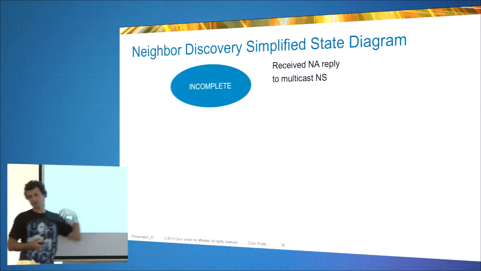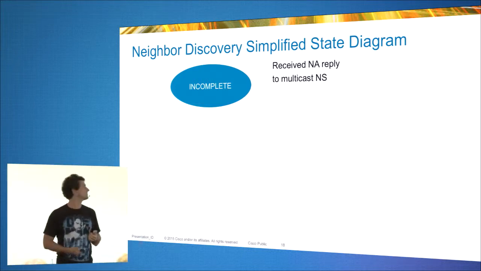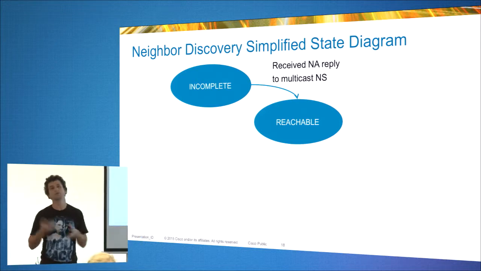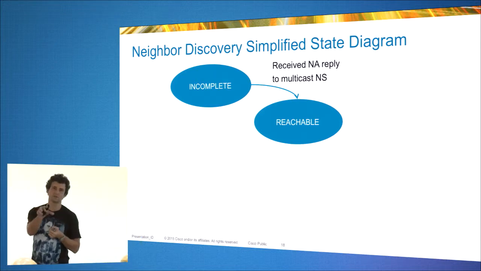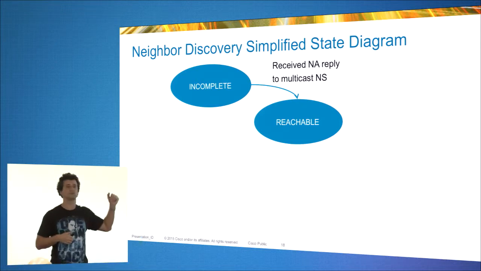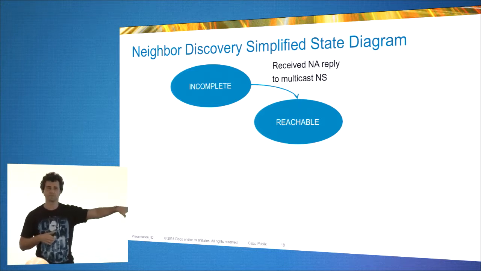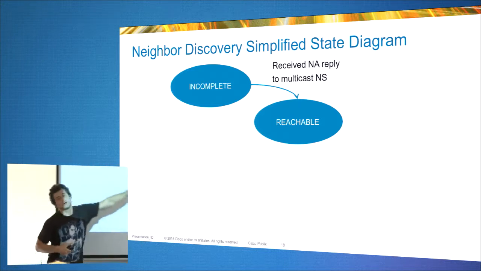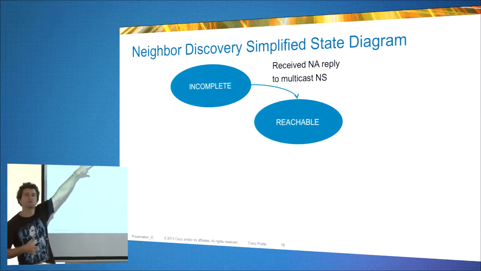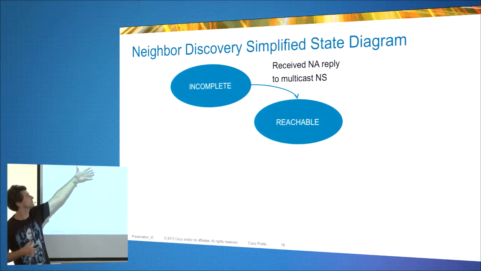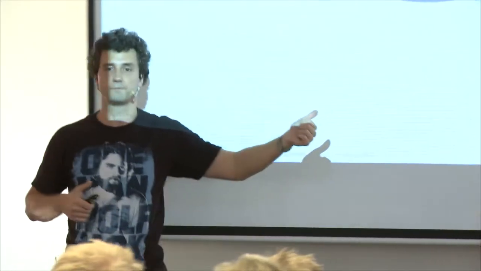When you receive the reply from the host that has that address, you populate the entry, and you write the Ethernet address of the target into that entry, and you can start sending the traffic. So that's basically how ARP works in IPv4 on the basic level. You send the request, you receive the reply, you populate the entry, you use it.